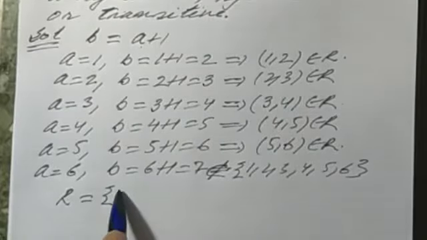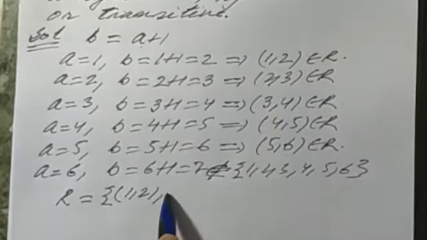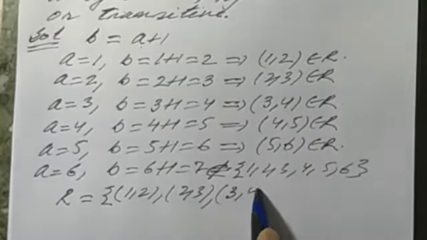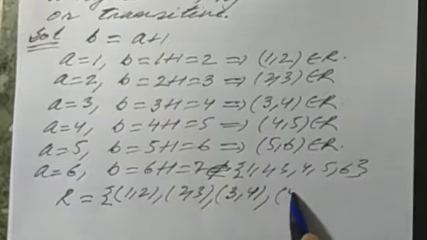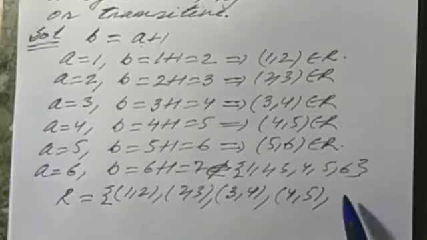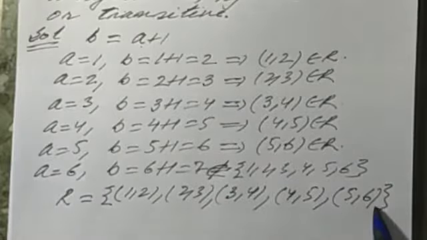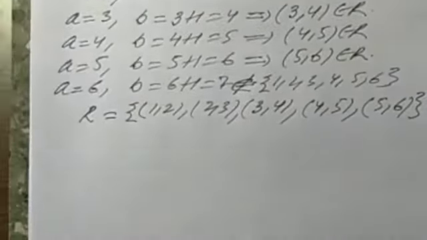Thus, only these 5 ordered pairs are contained by the relation, so the relation can be defined in roster form as the set of ordered pairs (1, 2), (2, 3), (3, 4), (4, 5), (5, 6). Now it is very convenient to discuss reflexivity, symmetry, and transitivity of the relation. So let's do it.